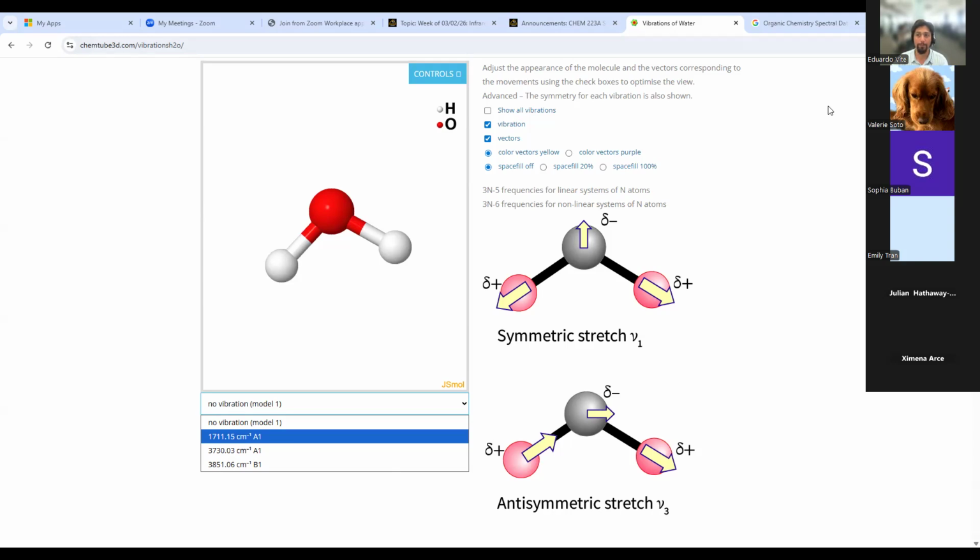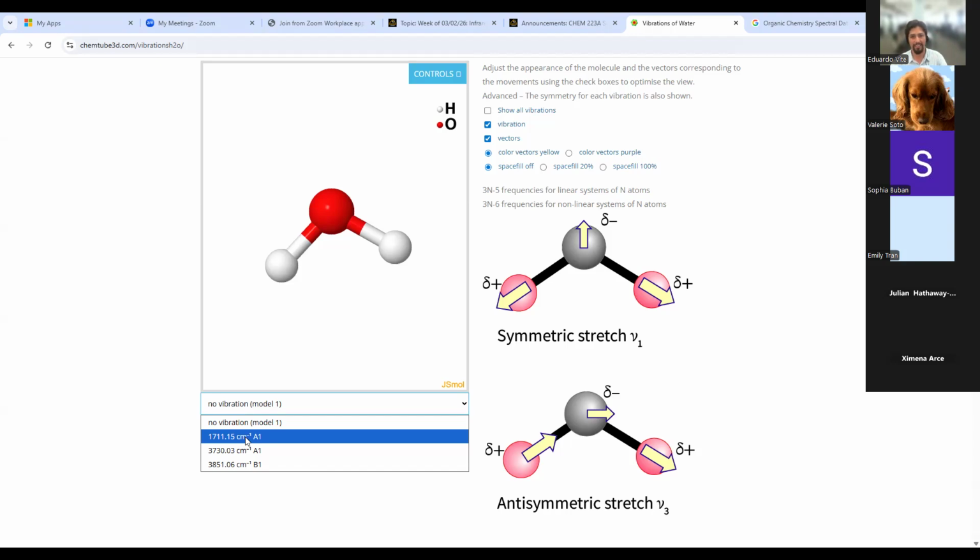Oh, we got a chat. Wave numbers. That's right. These are wave numbers. How do we know they are wave numbers? Because the units are centimeters to the -1. Okay. So there's 3 vibrations that a water molecule can have.